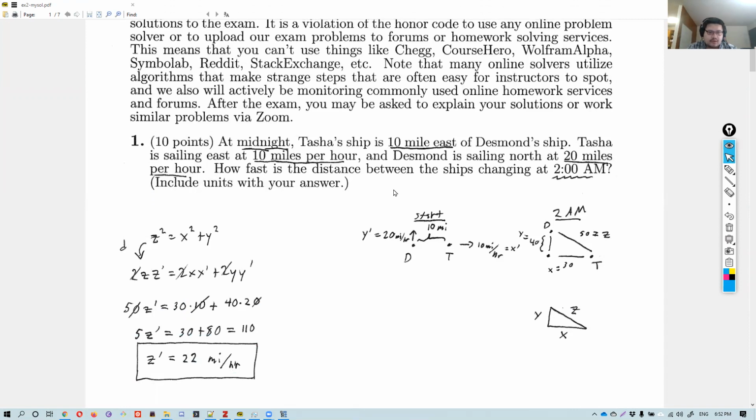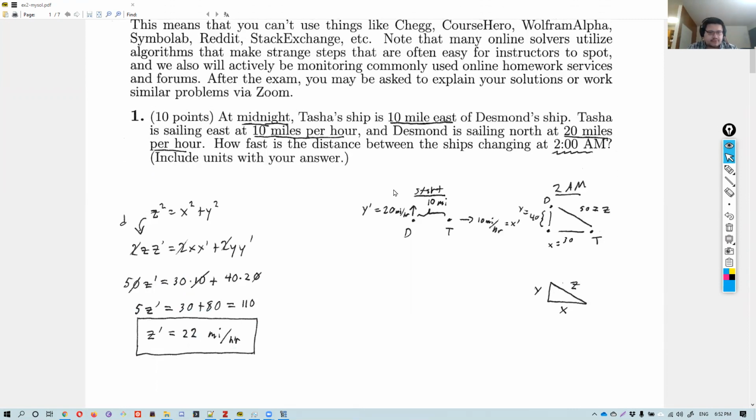So for number 1, this is a related rates problem. We have 2 different ships, Tasha's and Desmond's, and we have some information about the ships, and we want to figure out how fast the distance between the ships is changing at 2 a.m. So the way that I started this problem is I created 2 different pictures, basically. There are 2 points in time that are given to us: there's the time at 2 a.m. that we need to figure out, and then there's the starting time.